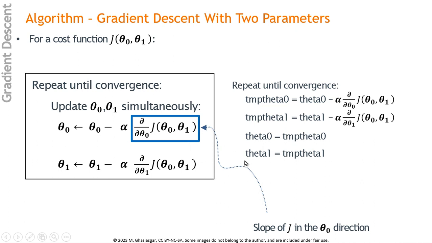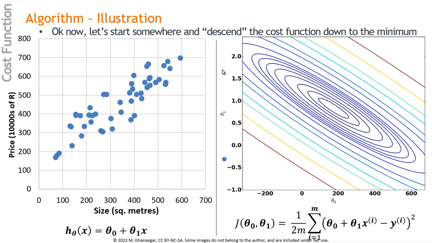This can be identified as the slope of j in the theta 0 direction. And this can be identified as the slope of j in the theta 1 direction. Because derivative means slope. And if you have a function of two variables, you're going to have slopes in two directions. Now I want to relate slope to this picture over here.